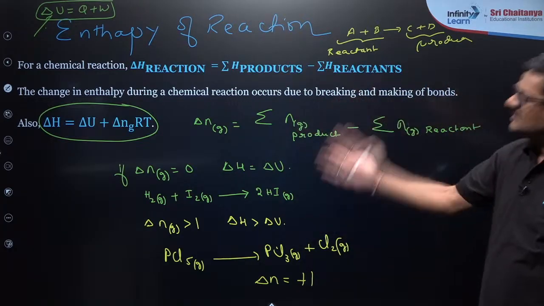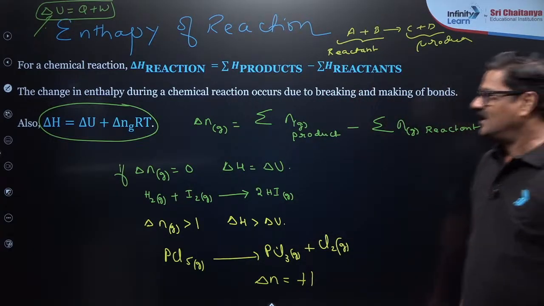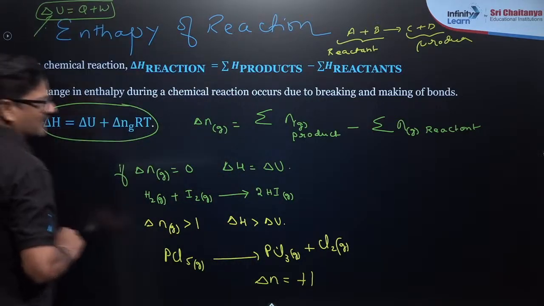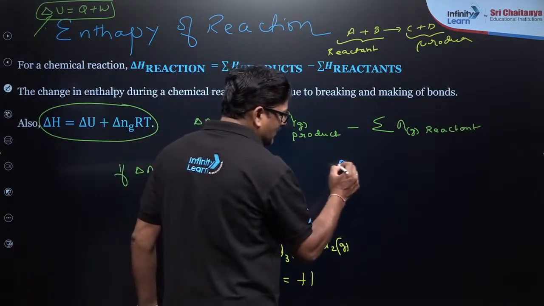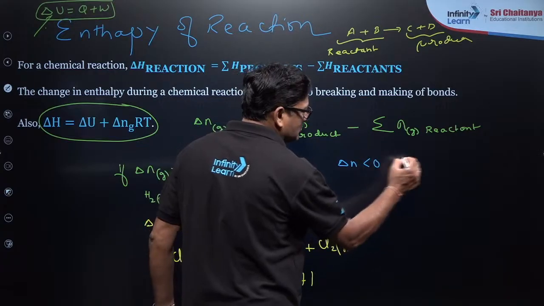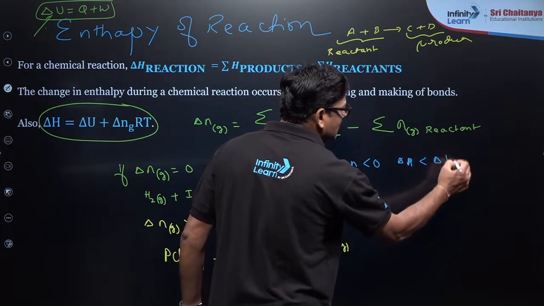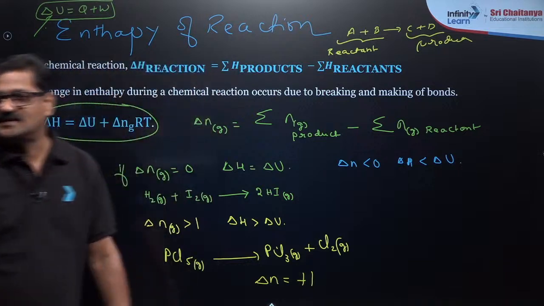Based on this, direct numericals are there. और देखो, एक चीज़ है, and I want to give you one more example बेटा. Okay, अगर डेल्टा n less than 0 होगा तो ताकि डेल्टा H should be less than delta U. Delta U is internal energy.